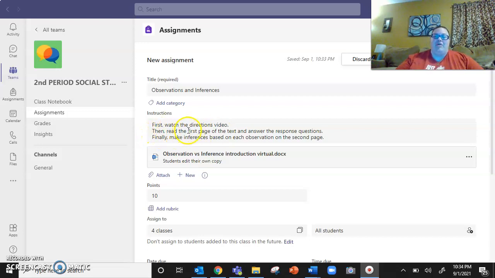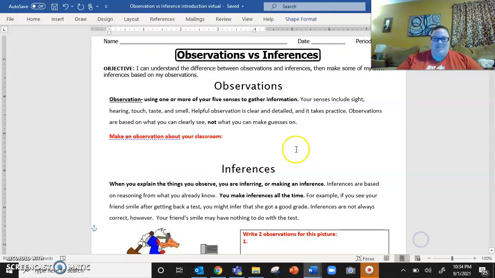I'm going to show you the first page of the text and the questions that you'll need to answer. And then I will show you the inferences that you need to make based on the observations on the second page. So you're going to open this document right here, and it's going to pull up this page. Don't worry about typing your name, date, and period. All of that will automatically be saved when you turn it in.